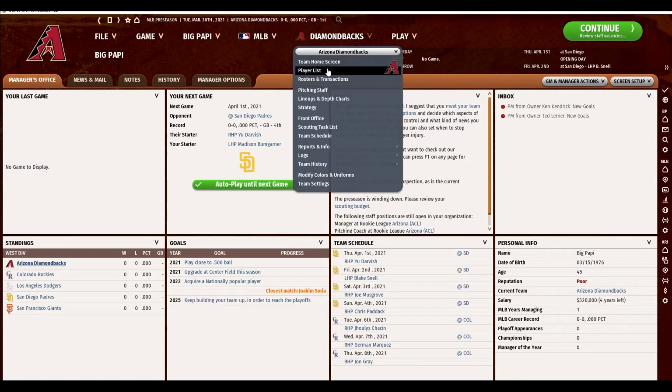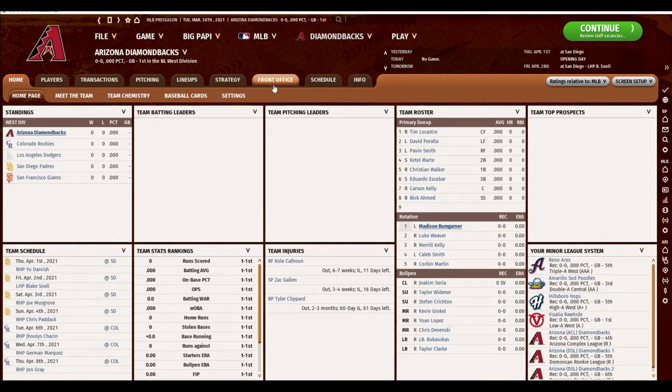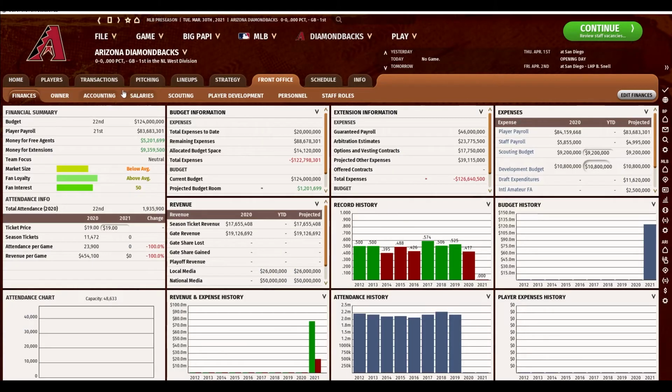I just randomly picked the Diamondbacks. They were just the first team on the list. So when you look at a team like the Diamondbacks, this is obviously starting at the beginning of this year. I didn't do a live start or anything. You can see they have a budget of $124 million. Player payroll currently is 83.